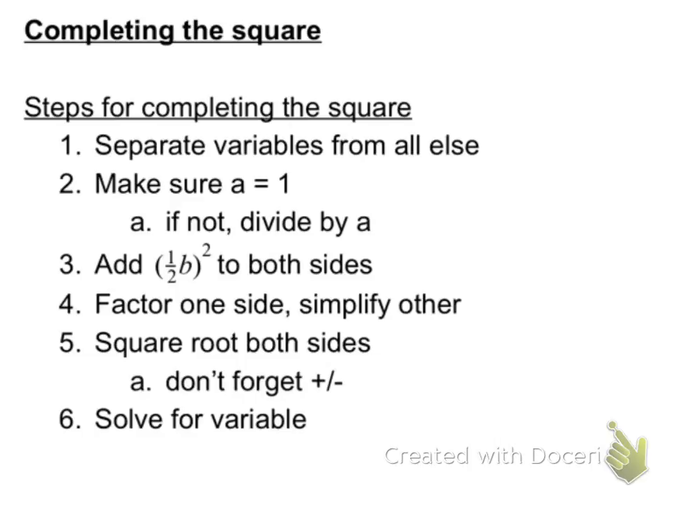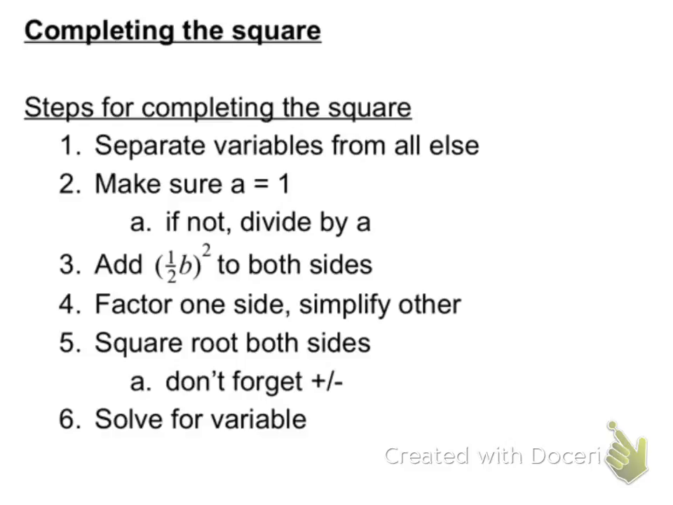And if not, you divide by whatever the a value is. Now step 3, add 1/2 b squared to both sides. That's what we just did. You factor one side by making it a perfect square binomial using the half of b. And then you simplify the other. That means gather like terms. If there's numbers, put them together in a common denominator.